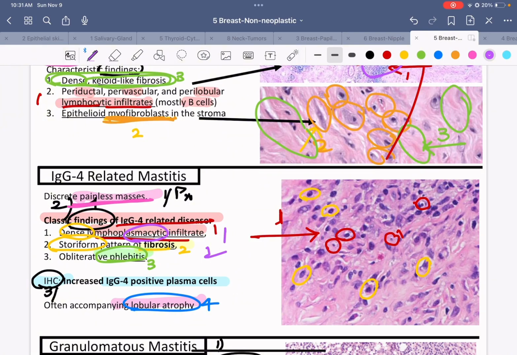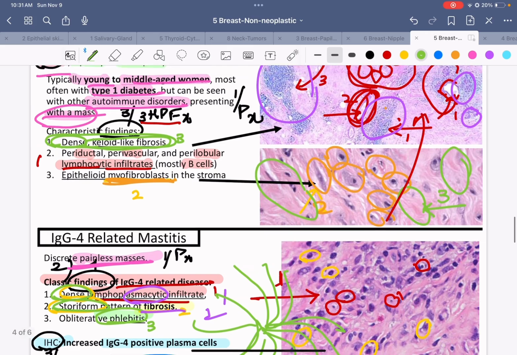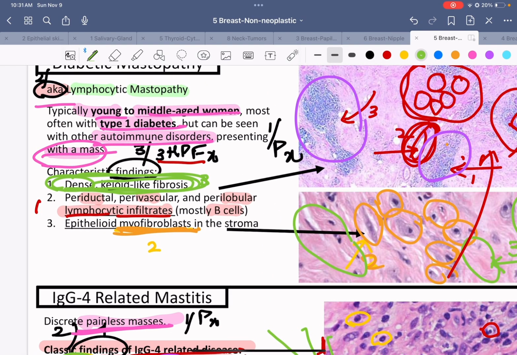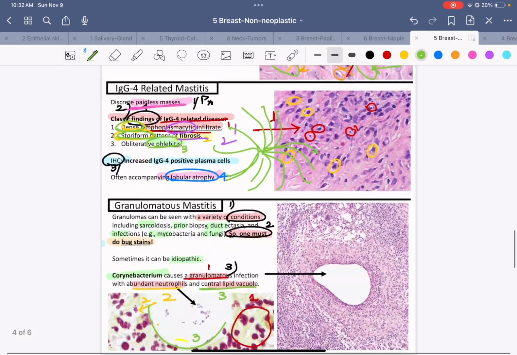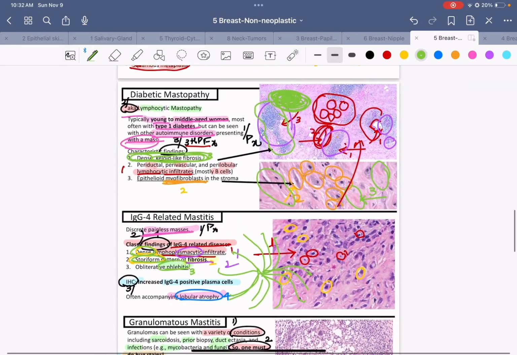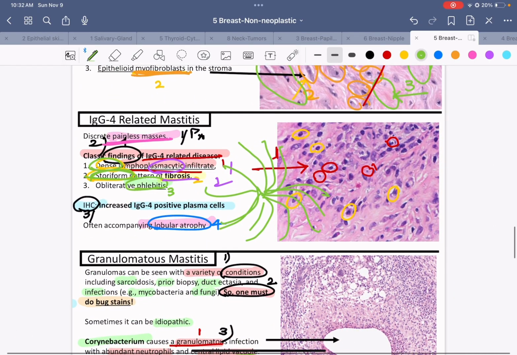Okay, this is the first thing. Number two, wherever there is inflammation, the body will try to heal itself. So now you will find fibrosis, but just like the infiltrate was dense, the fibrosis also has a particular pattern, and therefore it's a pinwheel or storiform type of fibrosis with a dense infiltrate. Whereas in the previous one there was a very dense keloid-like fibrosis. Just like the lymphocytes were aggregated at particular places, the fibrosis was also taking the form of a keloid at one particular place, right? So dense keloid-like fibrosis in diabetic mastopathy versus storiform fibrosis in IgG4 related mastitis.